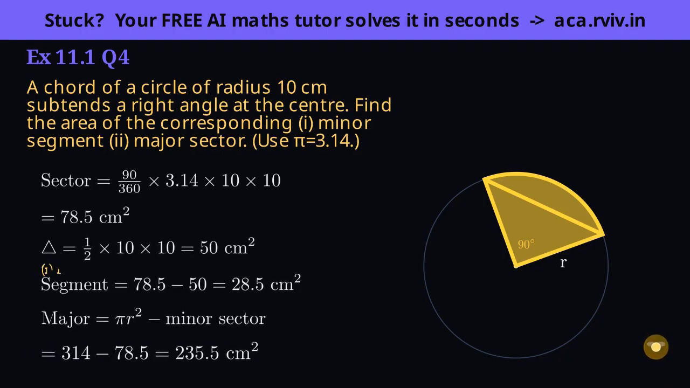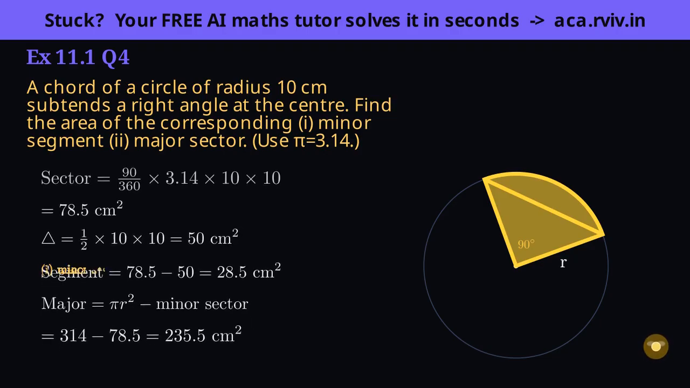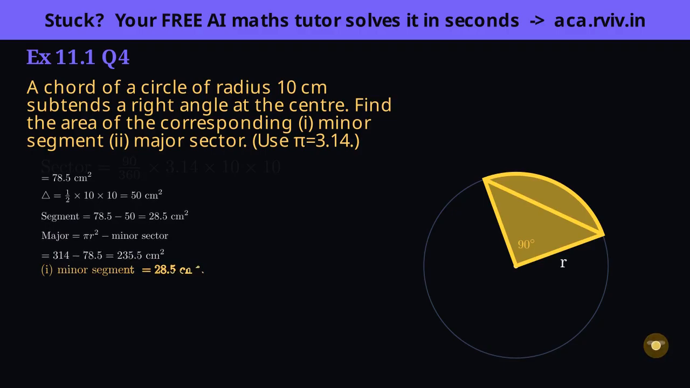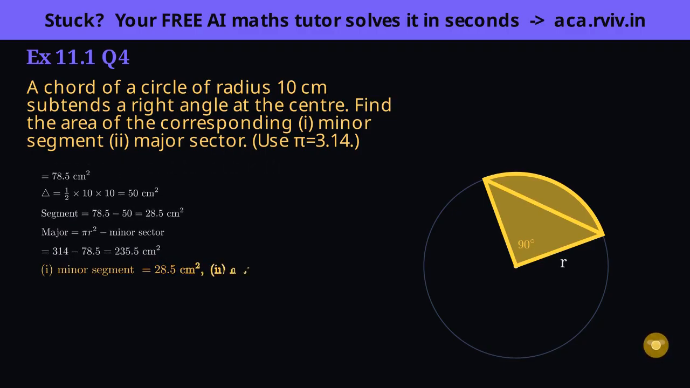Two takeaways: when the central angle is a right angle, the triangle's legs are the radii, so its area is simply half r squared. Commit that shortcut to memory. And once more, a major piece is always the whole circle minus the minor piece.